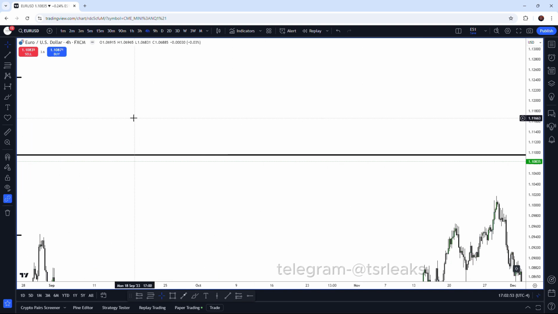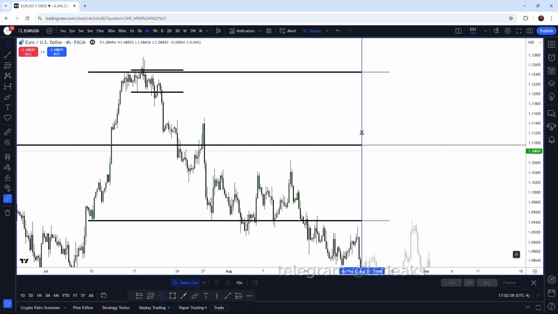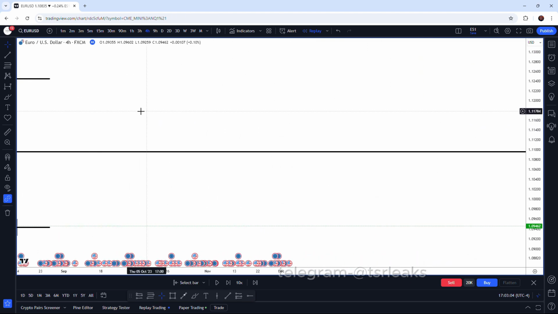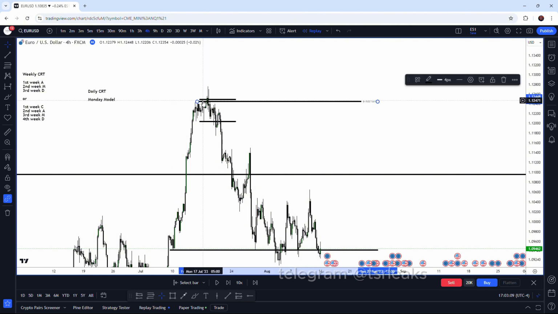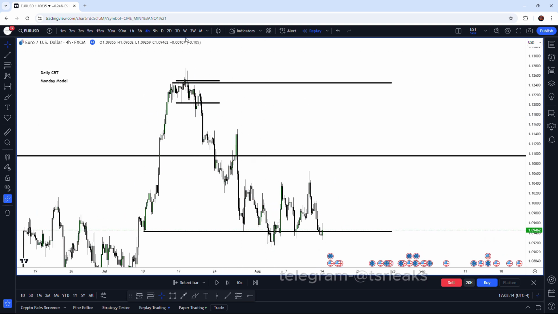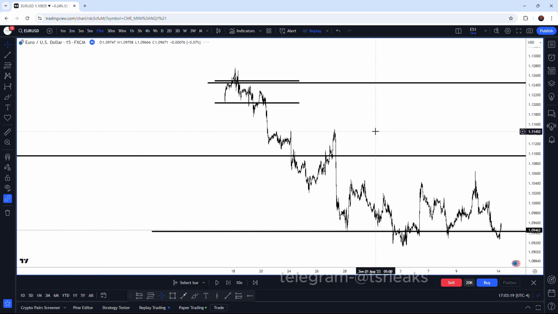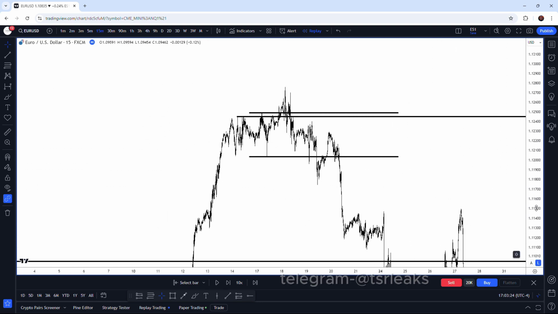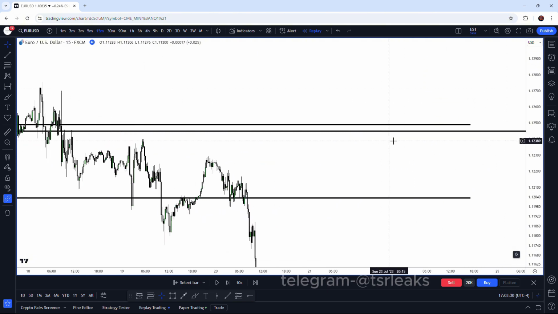So let's just rewind the time here to make it easier for us every time we drop time frames. We have the weekly high and the daily high and low. Weekly high and low right here. We're going to drop down to a 15-minute time frame and try to find an order block.